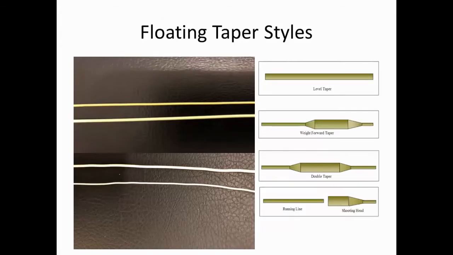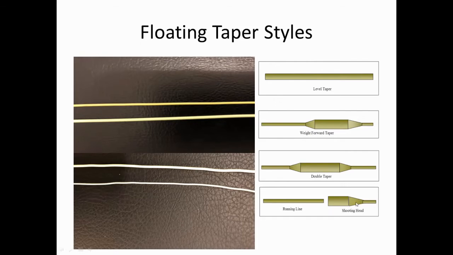We'll start out with the floating line. Now, floating lines are going to be defined by the taper. What do you mean by that? Well, part of the line is going to be weighted, and where that weighted section is going to define the type of floating line it is. So you can see there's a level taper, which pretty much is consistent throughout the entirety of the line. A weight forward taper is going to have the weighted section closer to the end where the fly is going to be. And then a double taper is going to have the weighted section in the middle of the line. And then a shooting head is going to have all the weight very much forward on the line.